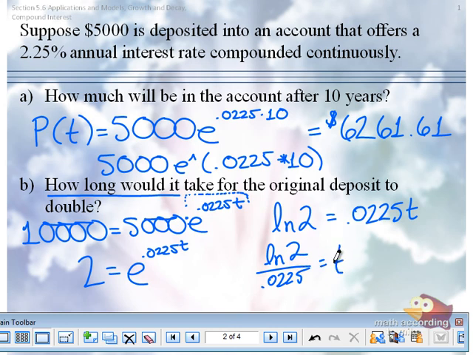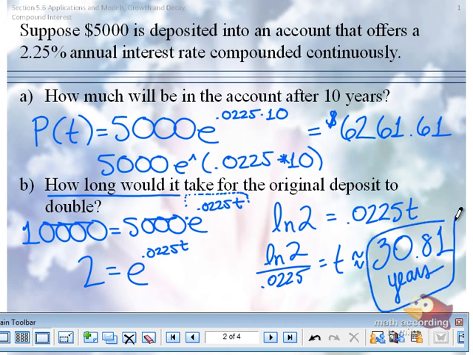Since this is a word problem, let's actually give a decimal approximation. So in your calculator, please find the natural log of 2 divided by 0.0225. Also note, after you write your 2, end your parenthesis, otherwise that decimal will be inside of the log. We can't have that. 30.81. Did anyone else get that? So in 30.81, what's the unit? Years. Your original deposit will double in 30.81 years.